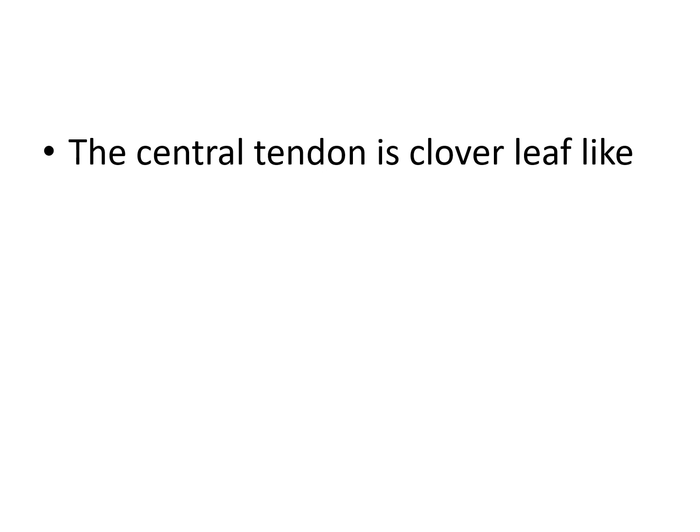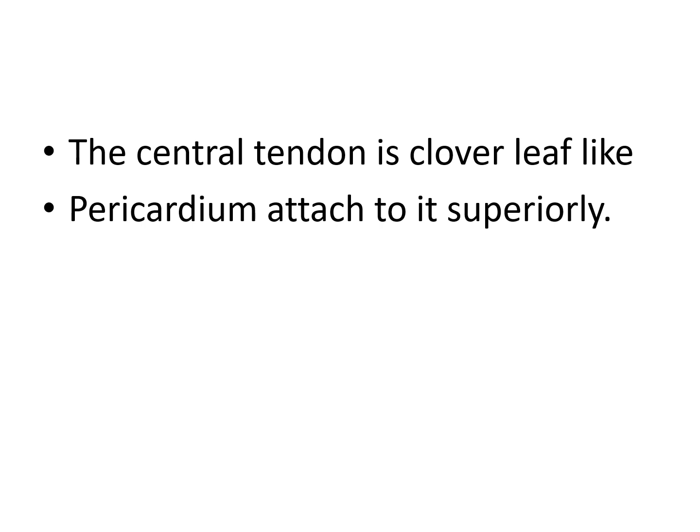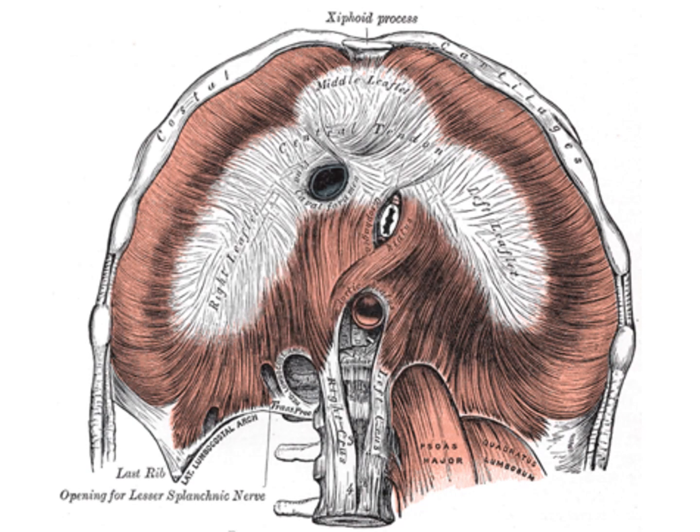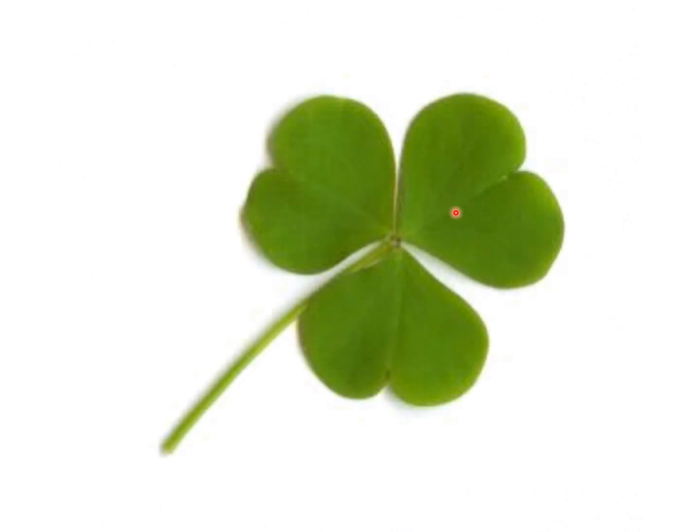The central tendon is clover leaf-like. It is attached to the pericardium, or the pericardium is attached to it superiorly from above. You can see here, this is the right dome. This is the left dome. This is the part of the central tendon. This is the pericardium. The pericardium is attached to the central tendon. This is the central tendon, and as we said, it is clover leaf-like. This is the clover leaf.